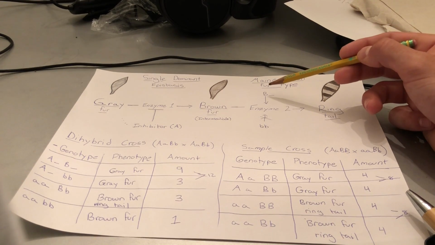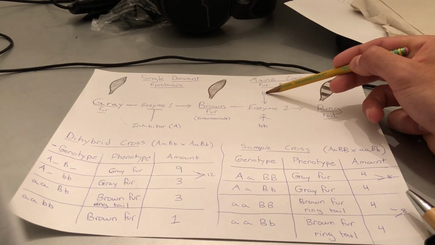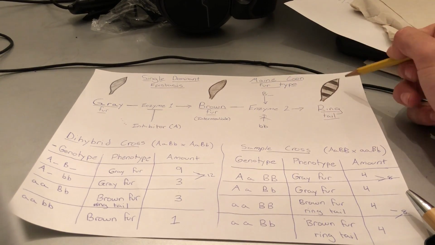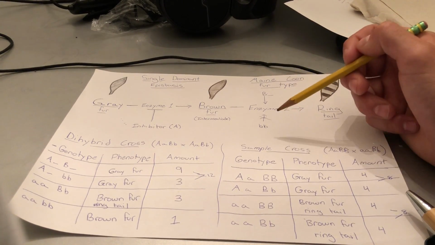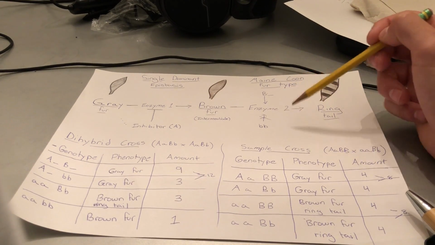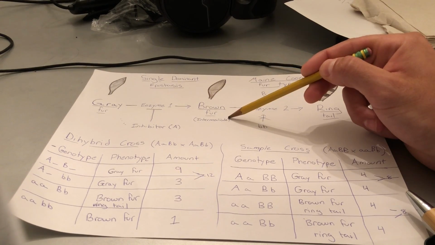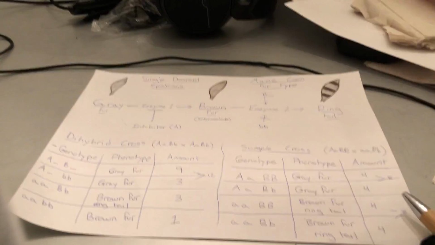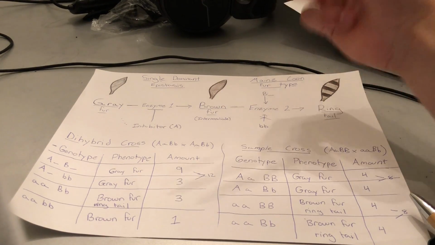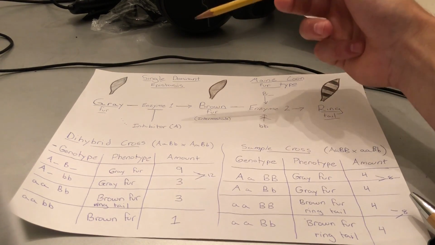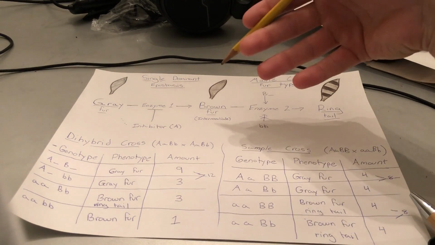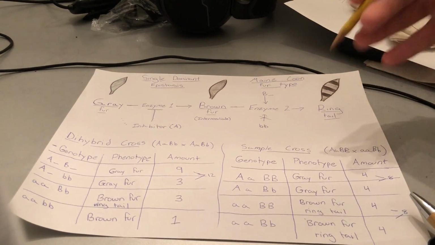And if it has a dominant allele, it doesn't matter if it's homozygous or heterozygous, it's going to have rings in the tail. And if it is a homozygous recessive combination, then it's just going to have brown fur color. Now, the reason this is single dominant epistasis is because if we have a big A, so if we have gray fur color, we can never have rings in the tail. If we have brown fur color, then it is possible that we can have rings in our tail.